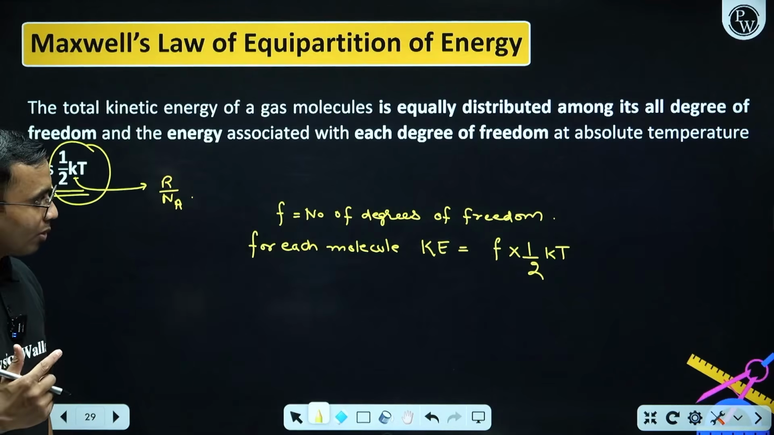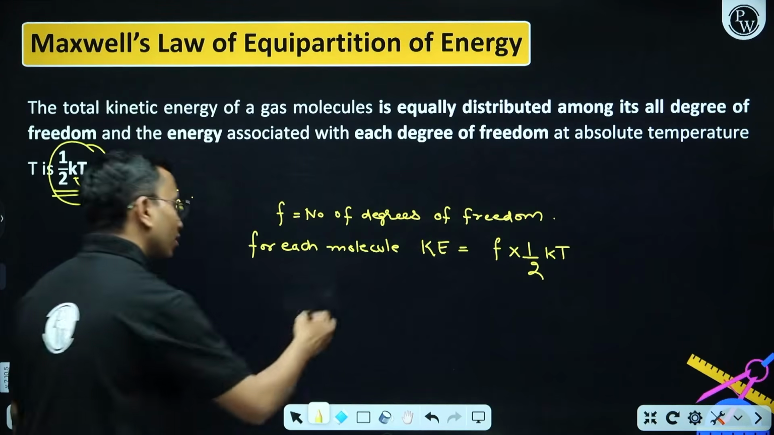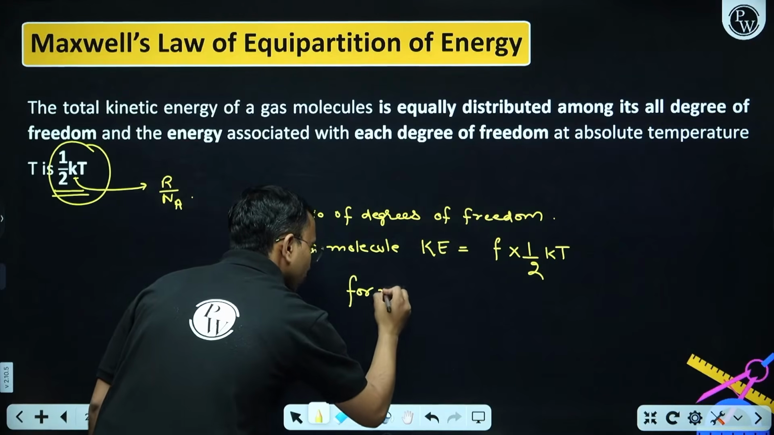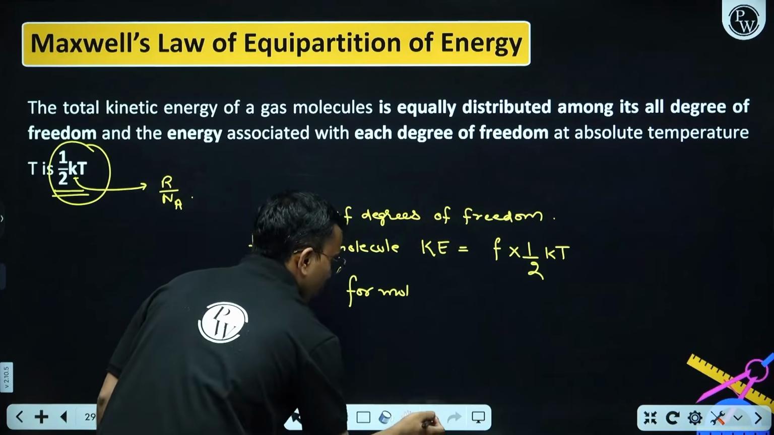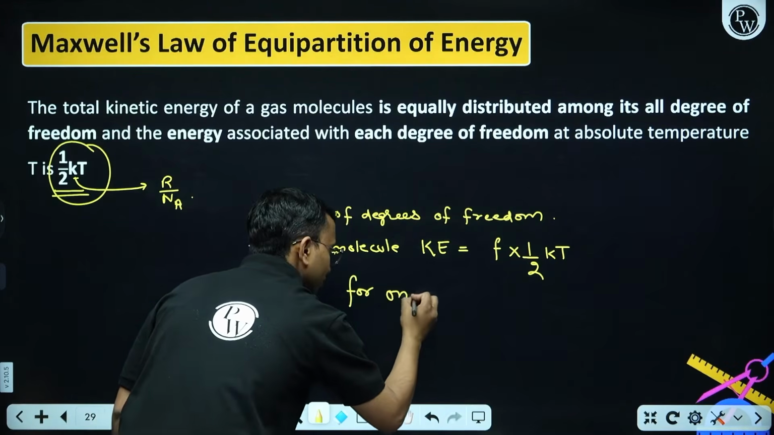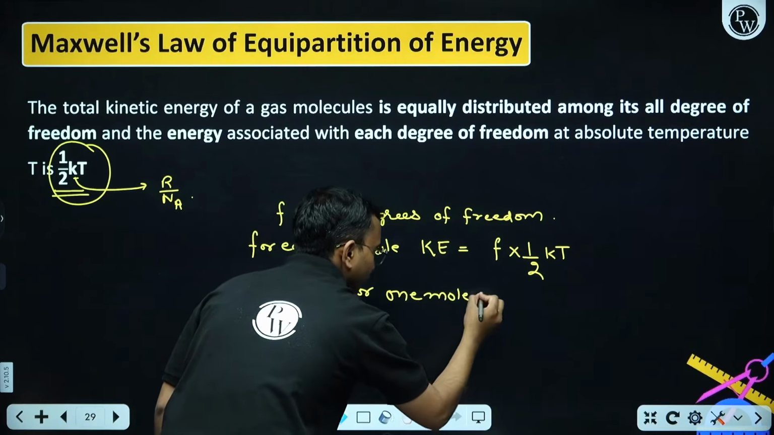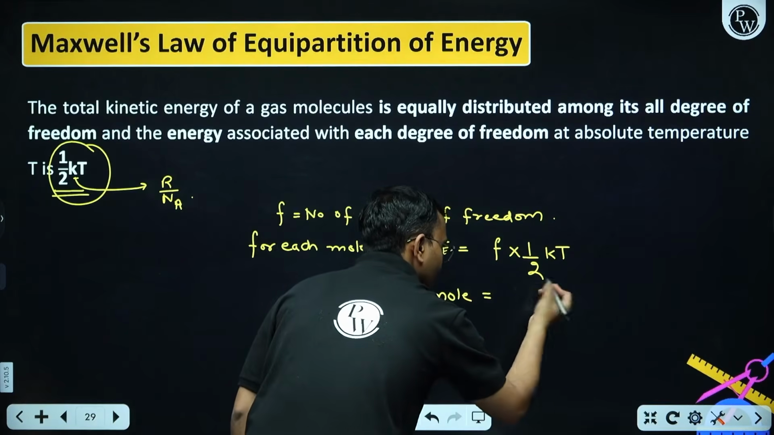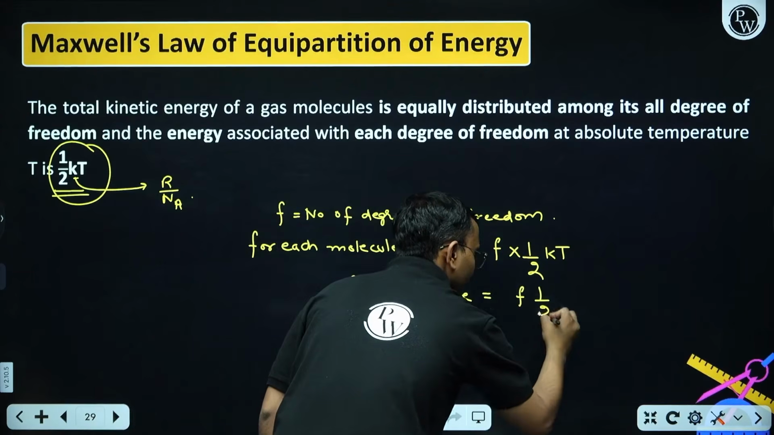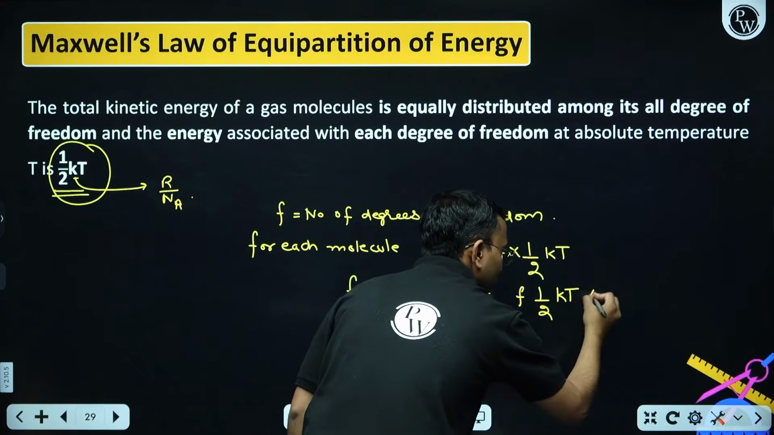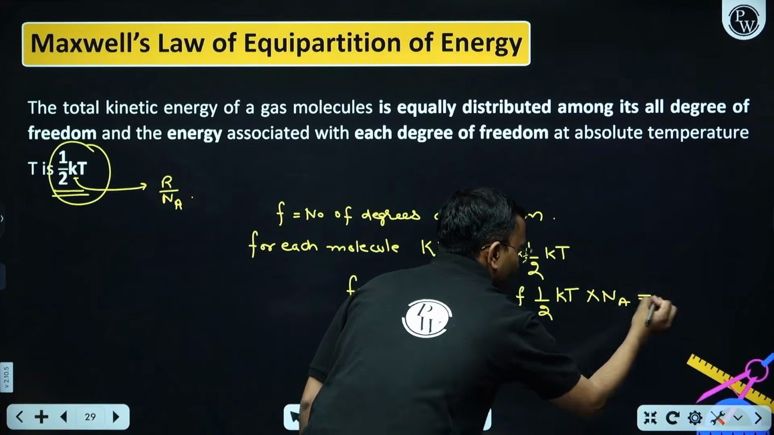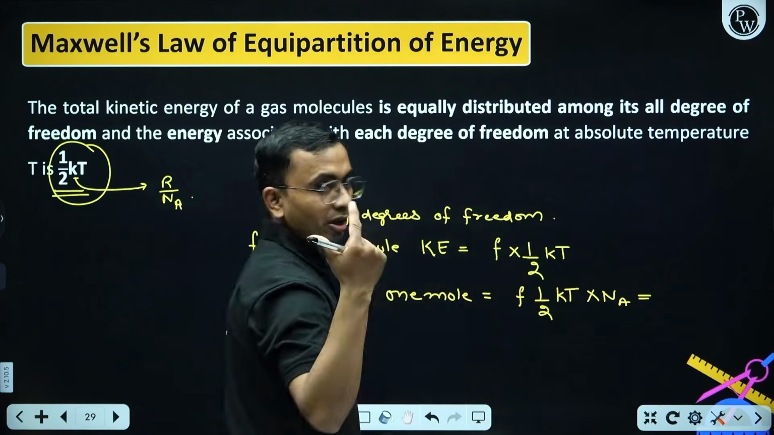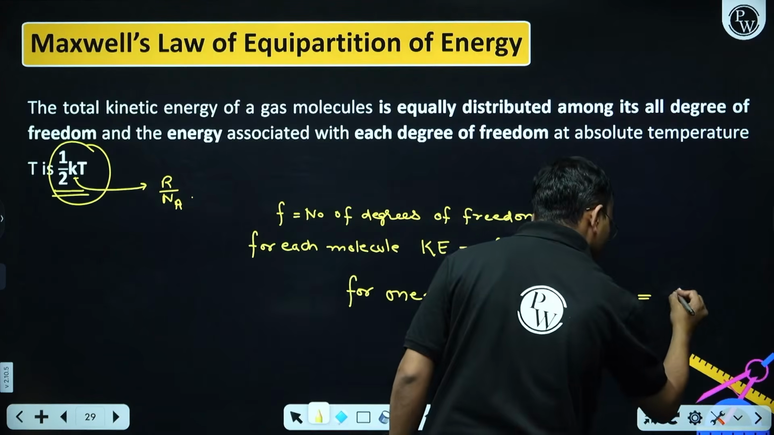Now if I talk about 1 mole, multiply that with the Avogadro number. So Na into F by 2 K into T. Boltzmann constant into Avogadro number will become R. So this is F by 2 RT.